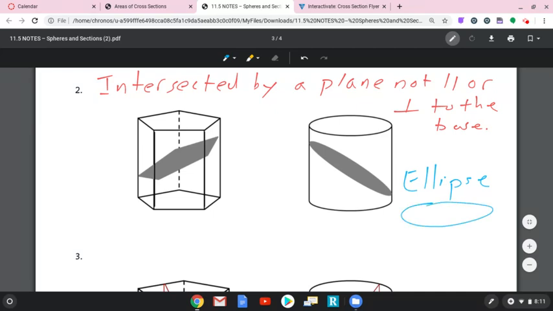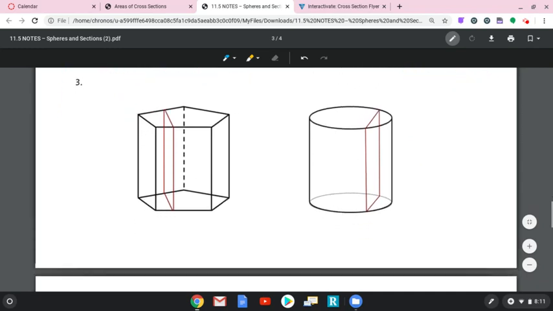And we can also see that when we talk about conic sections. All right. Now here I'm getting a pentagon, but I'm getting a pentagon that is not congruent to my bases. All right. In order for that pentagon to be congruent to the bases, it would have to intersect parallel to the bases. Now let's take a look at 3. 3 is different. In 3 we have intersected by planes perpendicular to the bases.